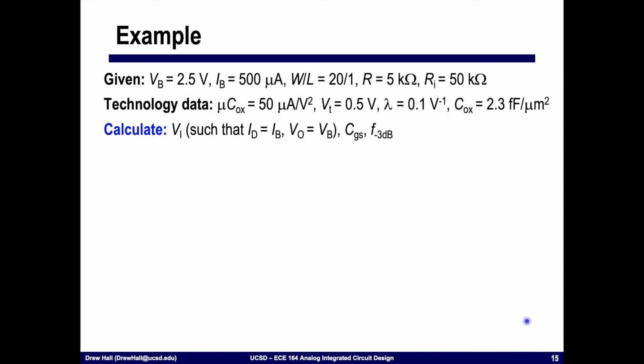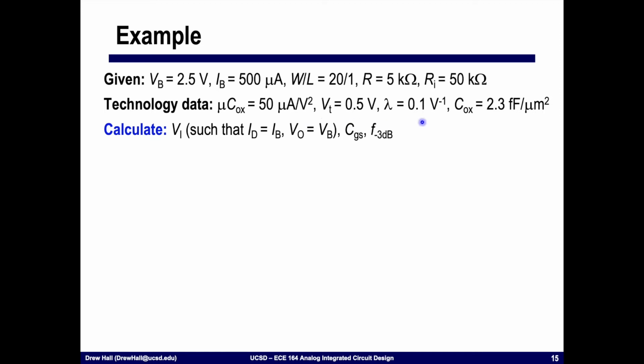All right, so let's do another example, and I actually want to put numbers to it this time so that we can work through the entire example. And so we're going to use the circuit that's on the previous slide, but we're going to have these parameters that VB is equal to 2.5 volts. The transistor is biased with a 500 microamp current. W over L is 20 over 1. 5 kilo ohm load. Input impedance is 50 kilo ohms.